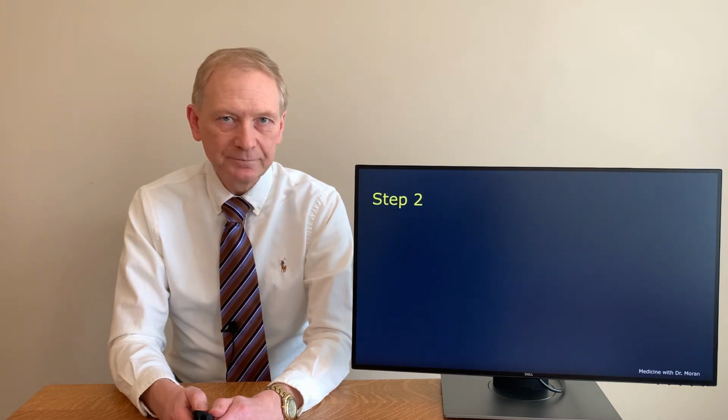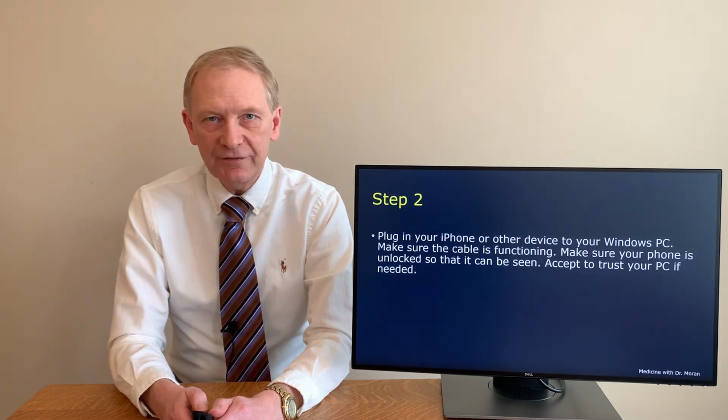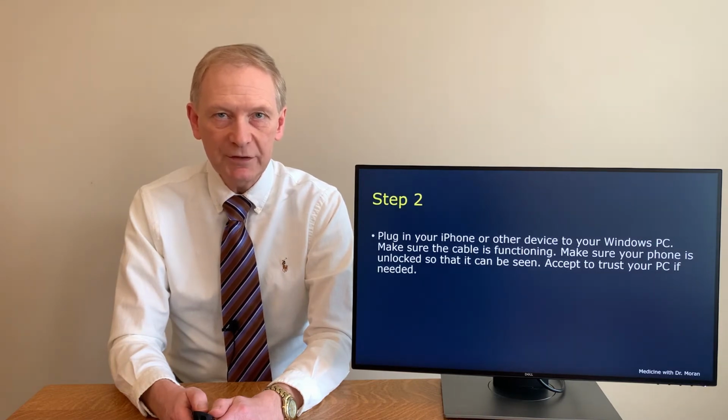Second step. Plug in your iPhone or other device to your Windows PC. Make sure your USB cable is functioning. Make sure the phone is unlocked so that it can be seen by the computer. Accept to trust your PC if necessary.